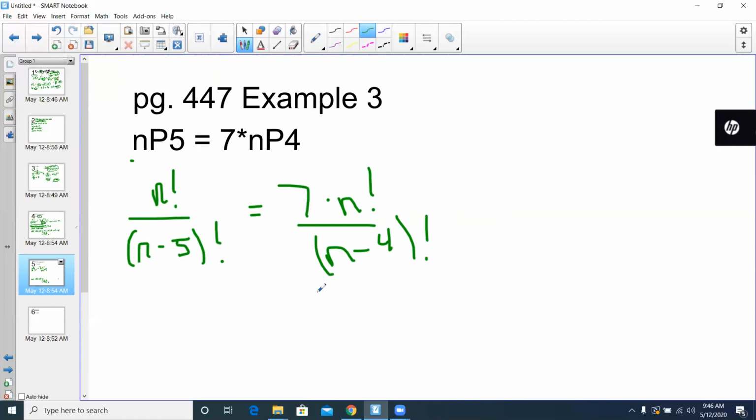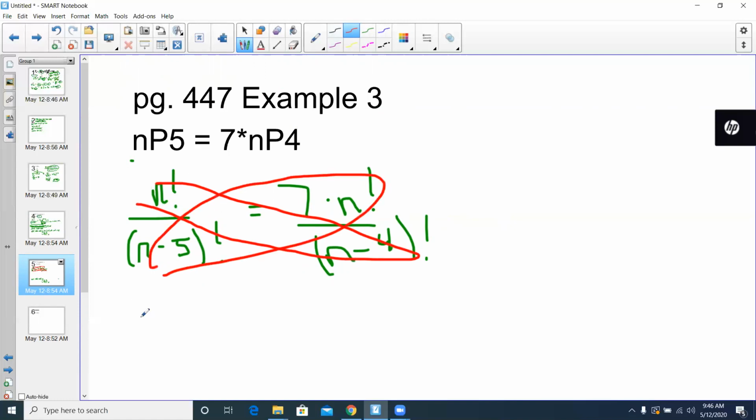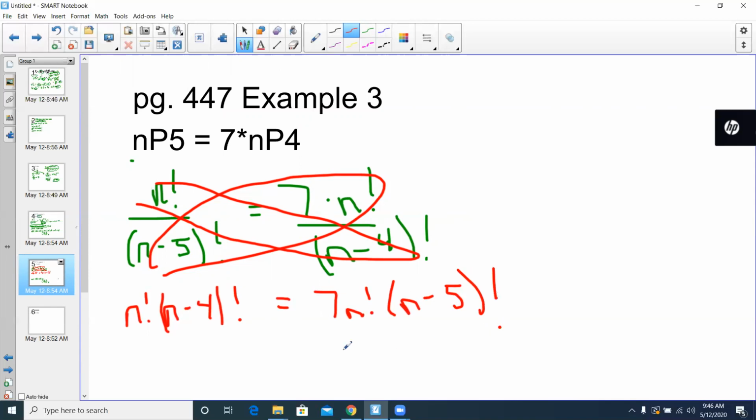All right, let's see if we can't make life a little bit easier than the one before, right? So let's cross multiply. Let's do that. So we're going to have n factorial times n minus 4 factorial equals 7n factorial times n minus 5 factorial. Okay, so what can we divide off? Check this out. This goes, this goes. So now I'm left with n minus 4 factorial, right?